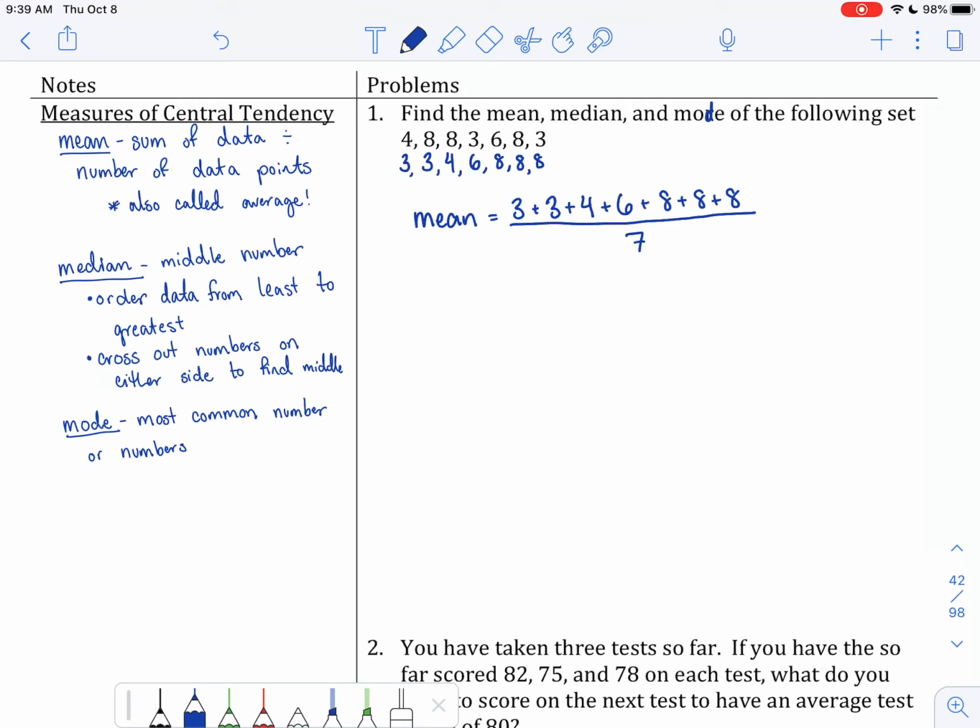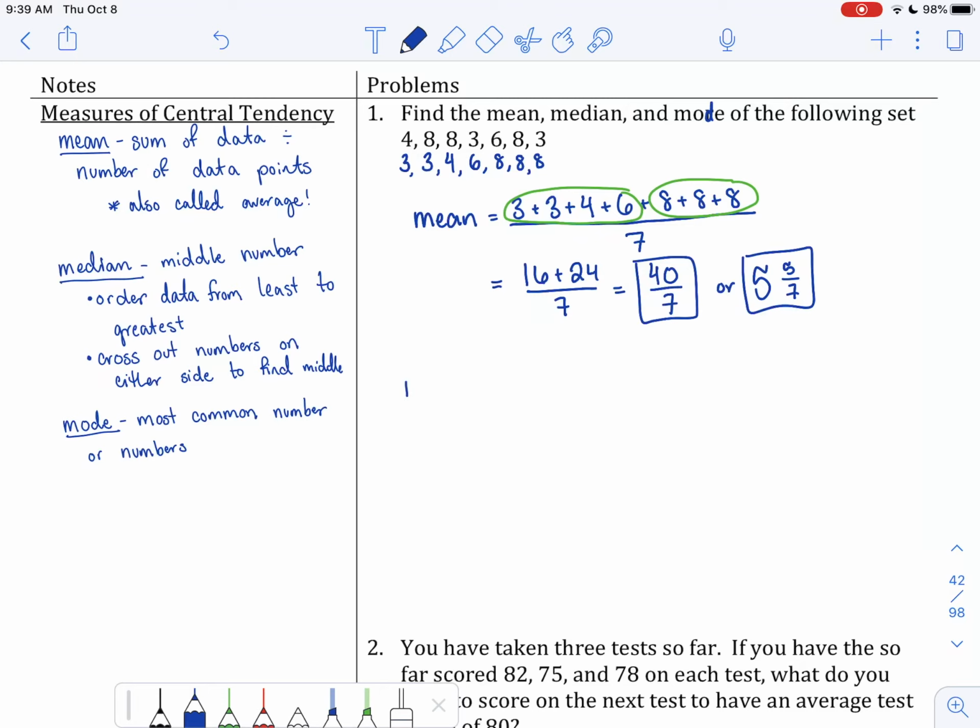Now I tend to prefer to add in groups, meaning that I'm going to add a bunch of numbers together instead of trying to do a running tally in my head as I work across. So I'm going to start by adding the first four numbers, 3, 3, 4, 6, which gives me 16, and the three 8s together, which gives 24. So 16 plus 24 over 7, which is 40 over 7. This is a fine way to leave your answer, or if you want to write it as a mixed number, that would be 5 and 5 over 7.